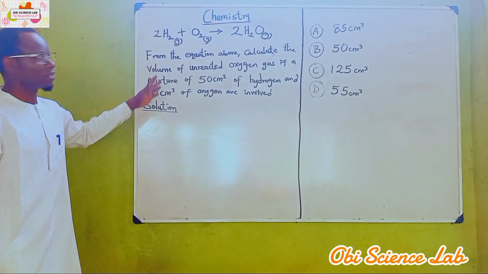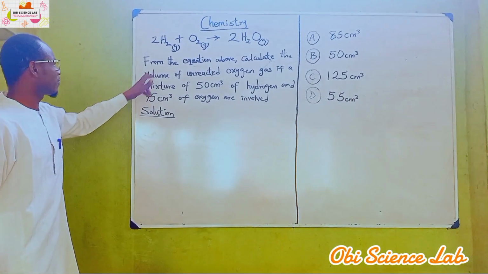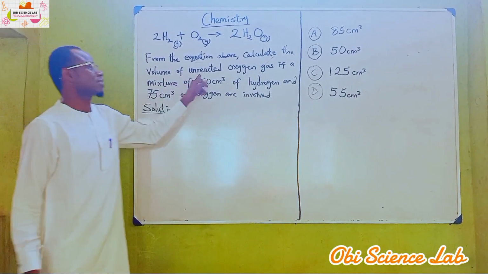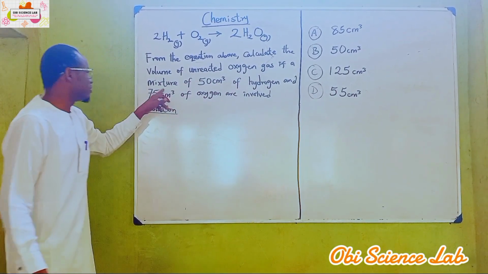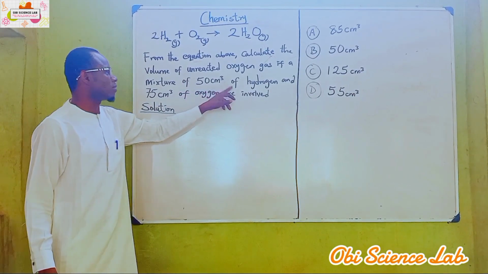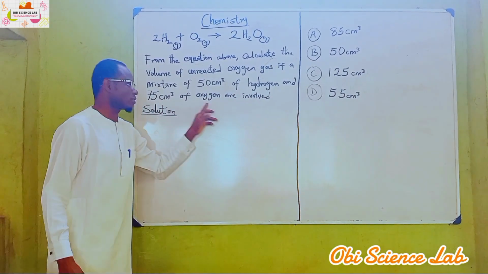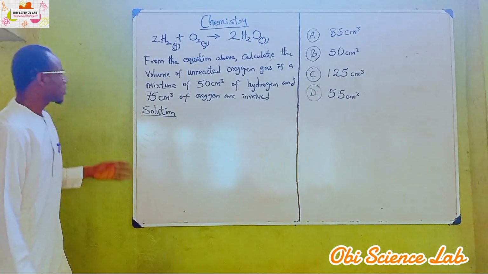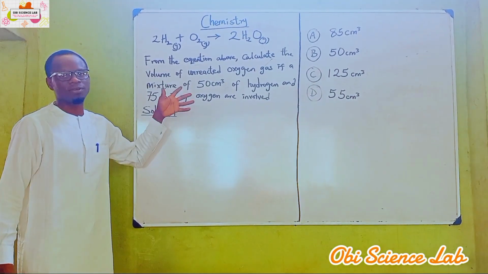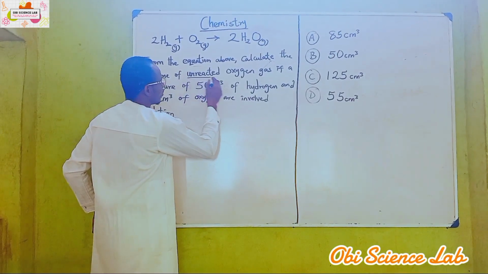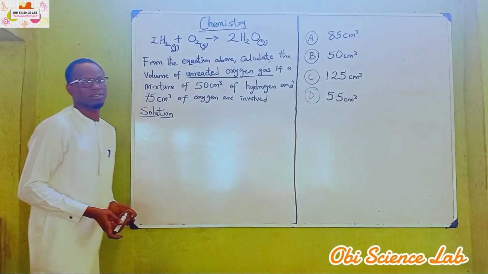Today we'll have a question, and the question says, from the equation above, calculate the volume of unreacted oxygen gas if a mixture of 50 cm3 of hydrogen and 75 cm3 of oxygen are involved. So the question is asking us to calculate the volume of unreacted oxygen gas.